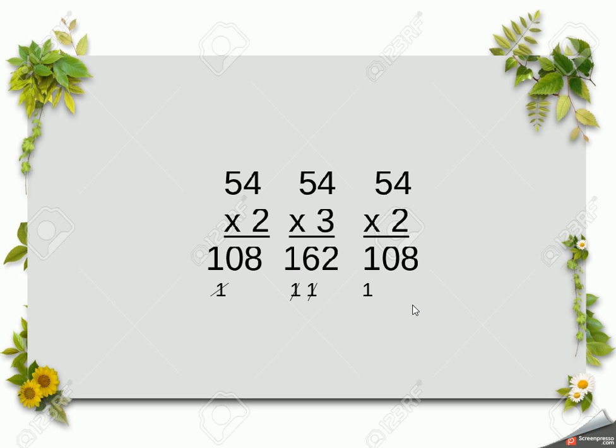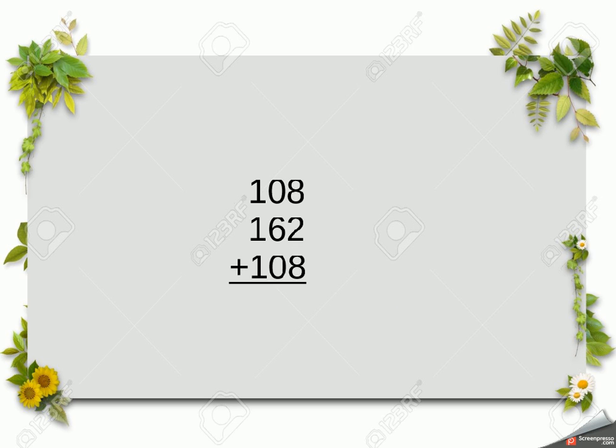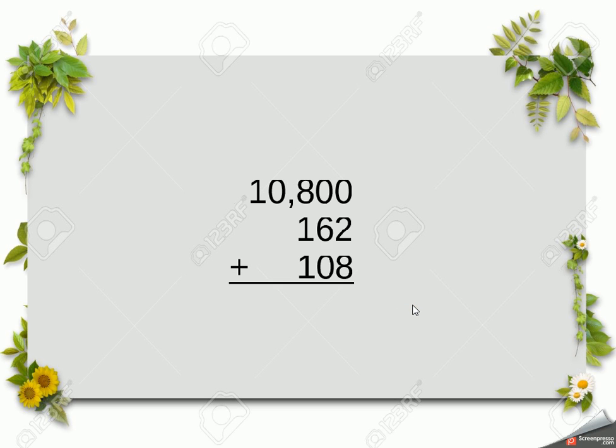Our next job is to add the zeros back on. So I put the zeros on the 108. We'd multiplied by 200, so I need to put 2 zeros on, turn it into 10,800. The next time was we were multiplying by the tens column, so we need to put a 0 on, turning the 162 into 1,620. And the last one is just a multiple of the units, so we keep it the same. And now all I've got to do is add these three numbers together.